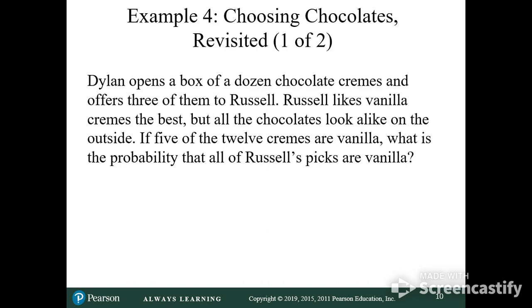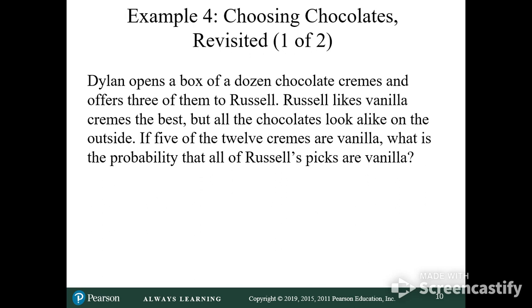Choosing chocolates. Dylan opens a box of a dozen chocolate creams and offers 3 of them to Russell. Russell likes vanilla creams the best, but all the chocolates look the same on the outside. If 5 of the 12 creams are vanilla, what's the probability all of Russell's picks are vanilla? Okay, this is a complicated problem. There is a lot to it.